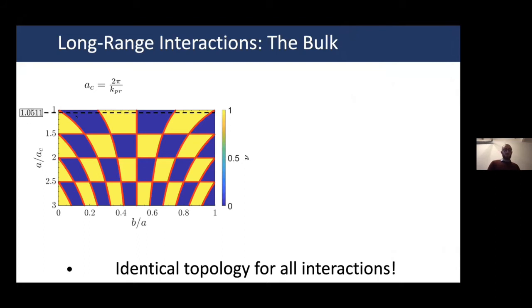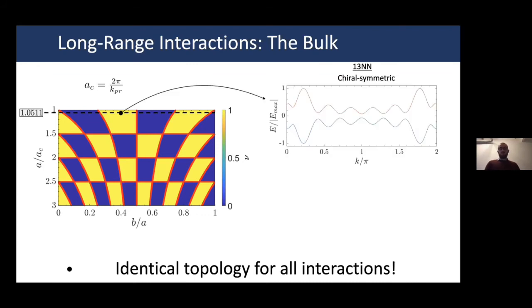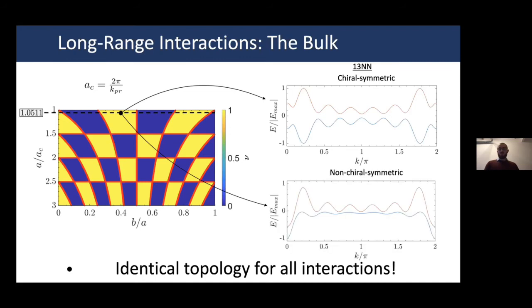So if we take an example now, of this value of A and a value of B over A of 0.4, and we take, say, 13 nearest neighbors, which is more than has been looked at before, a larger number. Then when we retain chiral symmetry, so what we do is we manually set all J2, J4, J6 to 0, just to see what would happen, we retain this bulk gap, and we expect to have a topological insulator phase here. But when we break the chiral symmetry, we lose this insulating phase. So we don't expect to have a topological insulator here.